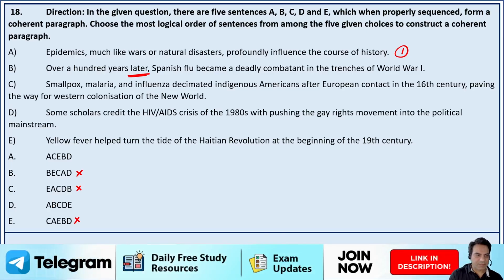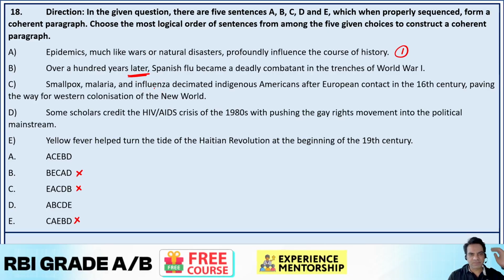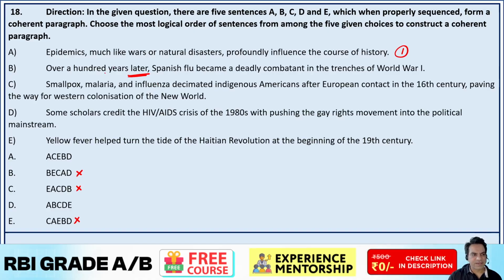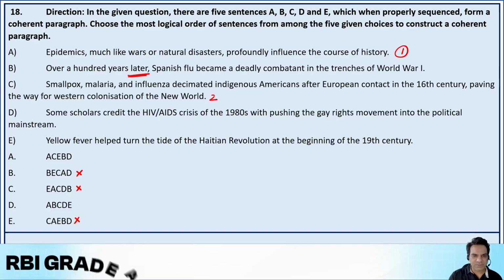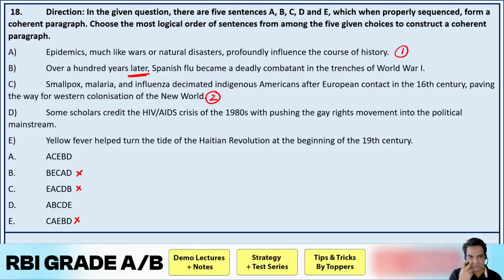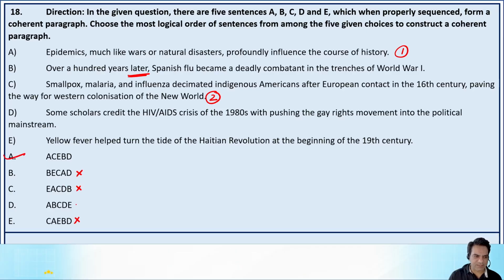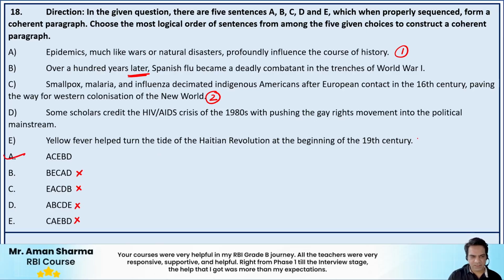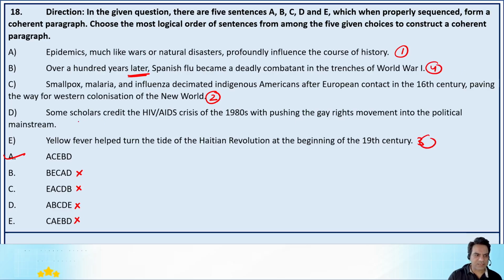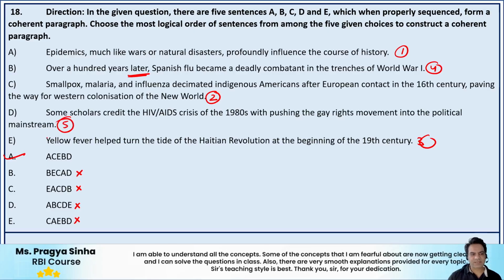Epidemic, over 100 years later. No, B cannot be correct. See, there's no talk of time here, right? So it should be C. Second sentence should be C. So, smallpox, malaria, influenza decimated India. Yes. So A followed by C. So option A is your correct answer. A, C, E, then B, and then last D. That's the correct sequence here.